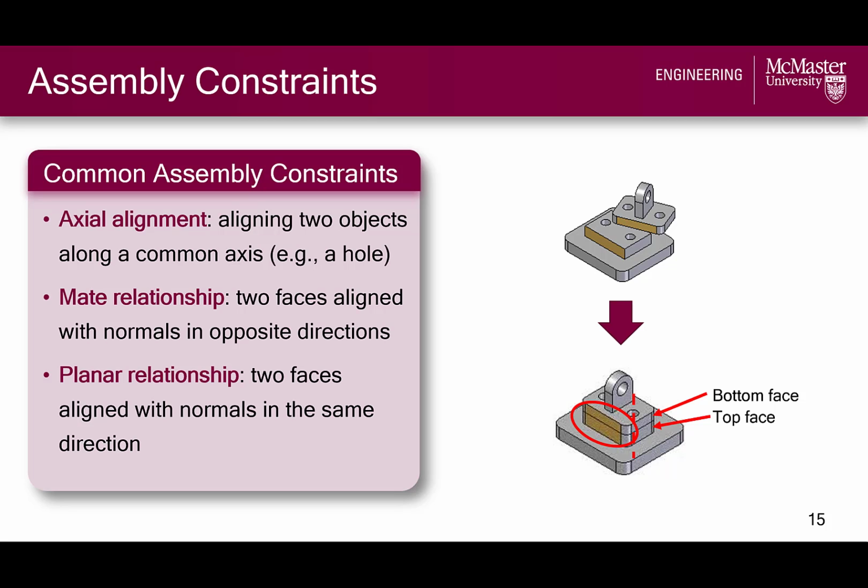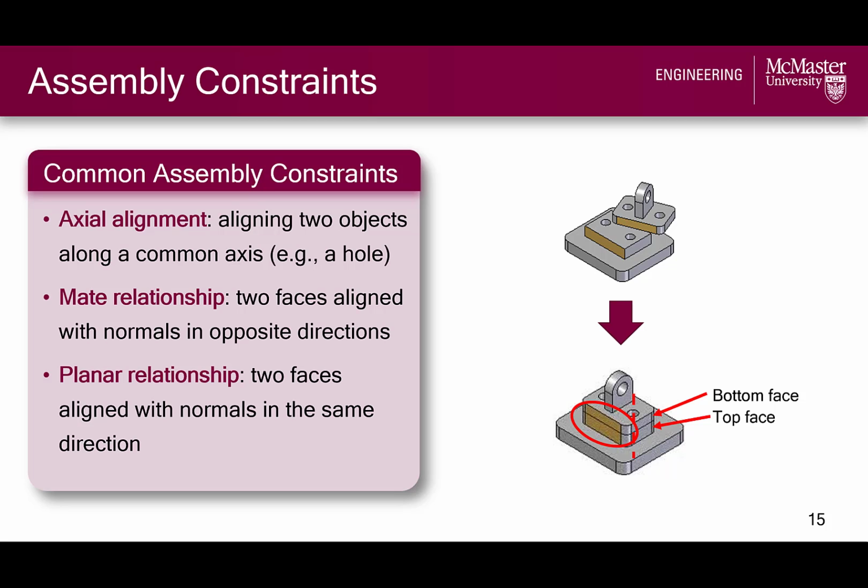Generally, there are 3 common assembly constraints at our disposal, the first being an axial alignment constraint that aligns 2 objects along some common axis, as we saw in the last example. And the second is the mate relationship constraint, which essentially sticks 2 faces together with their normals aligned in opposite directions. We also saw this in the past example. Finally, there is the planar relationship that places 2 faces flush to each other, meaning that their faces are aligned with their normals facing in the same direction.